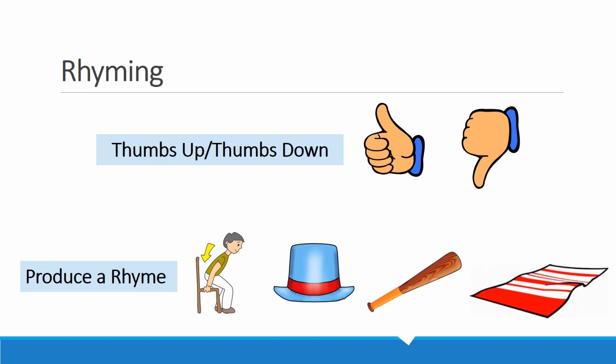More direct instruction for rhyming words can be to say two words. If the words rhyme, students can show thumbs up. If they do not rhyme, students should show thumbs down. For example, care, bear, thumbs up. Kite, height, thumbs up. Phone, mouse, thumbs down.